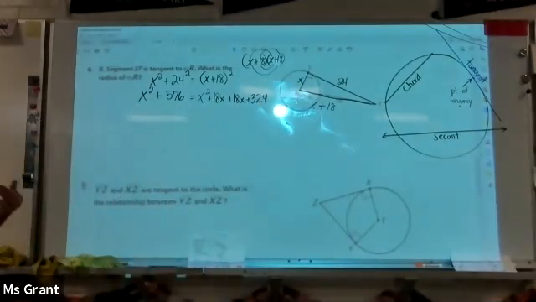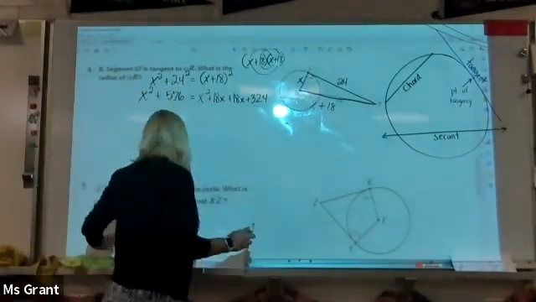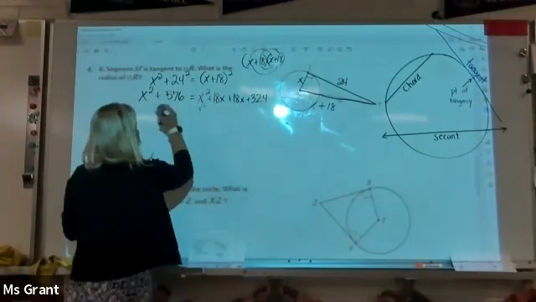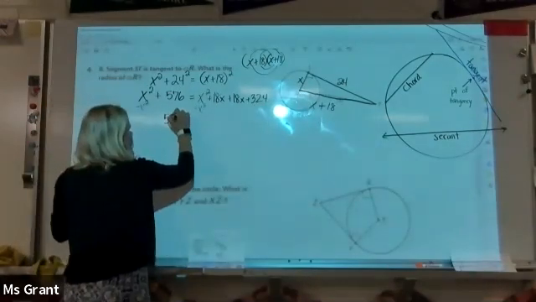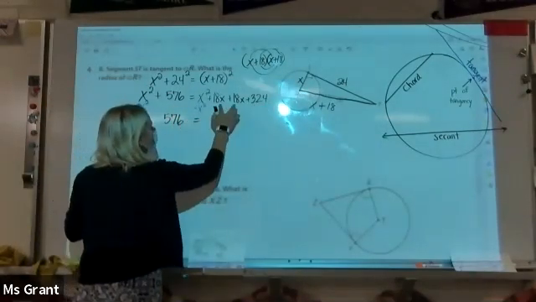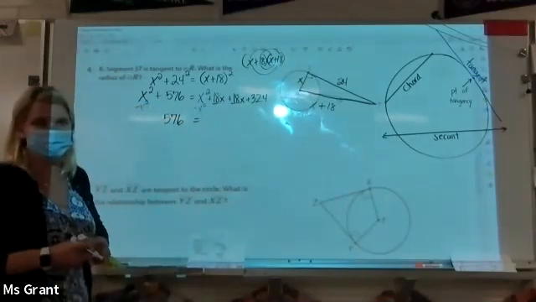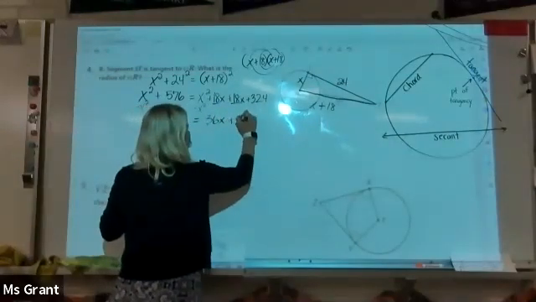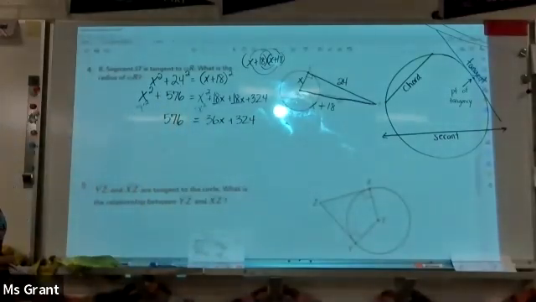So now it's a matter of combining like terms and isolating x. Actually, the x squareds cancel, which I love. So 576 equals, ooh, like terms, 18x and 18x. Put those together, right? 36x plus 324. Solve for x, go.